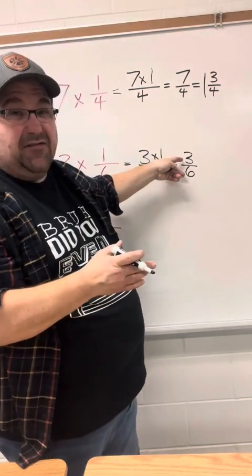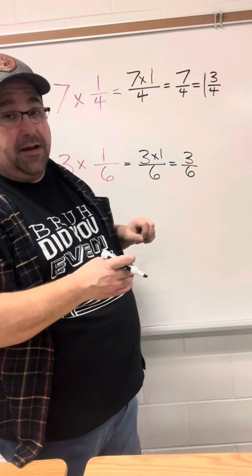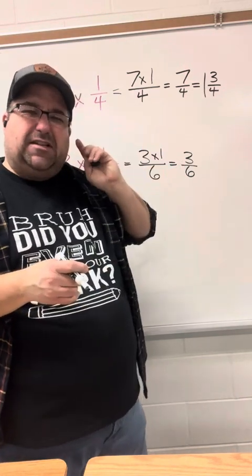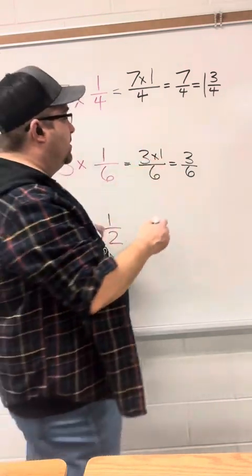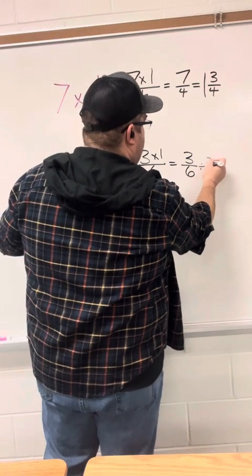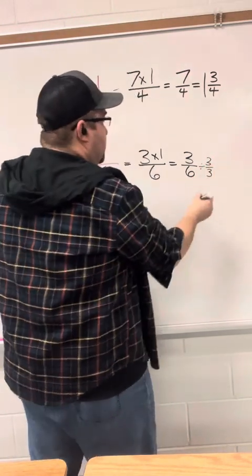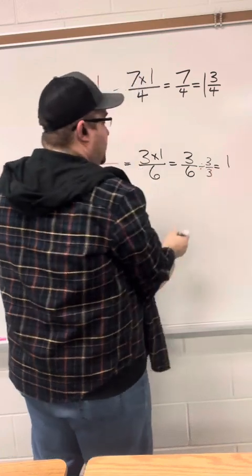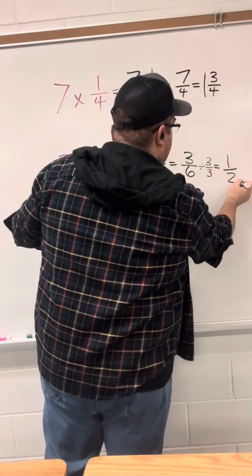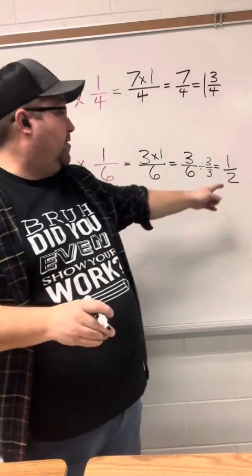If 3 and 6 have a common factor, we can divide by that. And maybe you're thinking, hey, 3/6, isn't 3 half of 6? Yeah, we can actually divide both of these by 3. 3 goes into 3 once, 6 goes into 3 twice. So in simplest form, we do get 1/2.